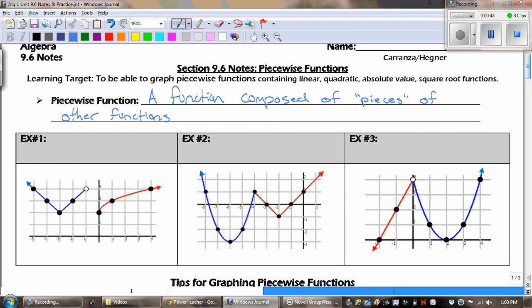What two graphs do you see? Let's look at the blue one first. The blue one makes the shape of a V. That is an absolute value. And what about the one in red? Well, remember, if you don't know, look at the pattern: up 1, right 1, up 1, right 3. That is a square root.